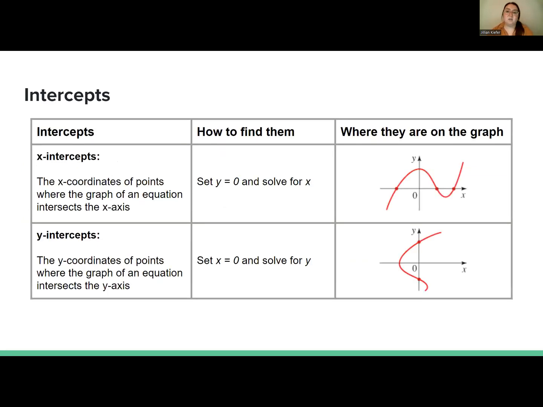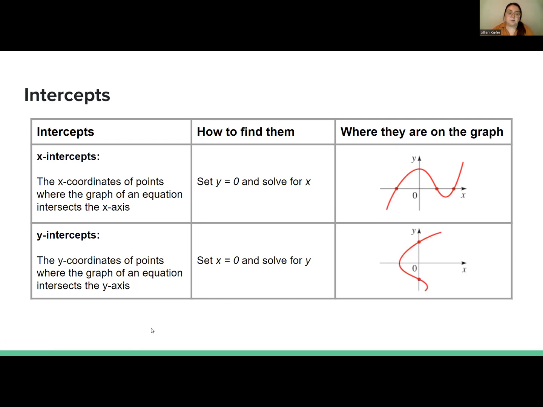Here we have a summed up version, a chart where we have all the information. Our x-intercepts are the coordinates of points where the graph of an equation intersects the x-axis. We have how to find them: set y equal to 0 and solve for x. And what do they look like on the graph? If you have your coordinate plane and you draw your equation or your function here in red, we see each point where it crosses the x-axis. Those are your x-intercepts. In this case, we've got 3 places where our graph crosses the x-axis, so 3 x-intercepts.